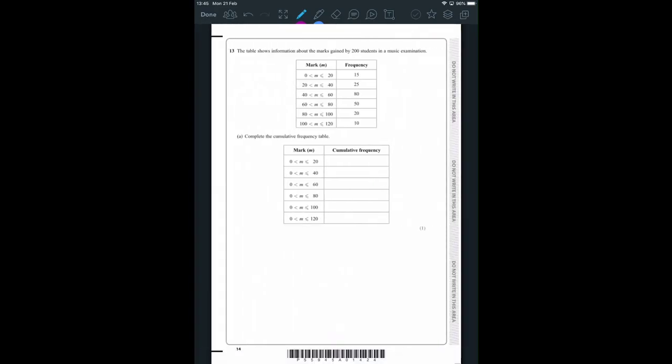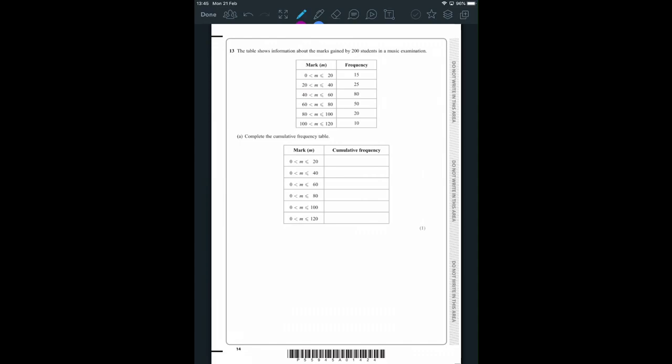Question 13. This is coming to around the middle of the paper. In the first half we're looking to be as consistent as possible for the grades 6 and 7. The second half of the paper is where it gets a bit more challenging for those higher grades.